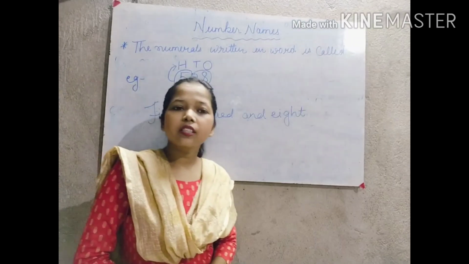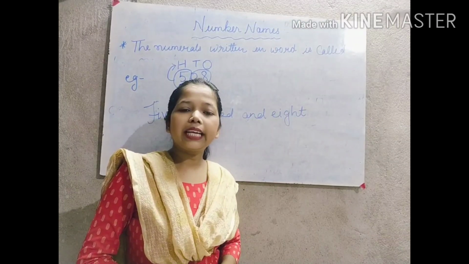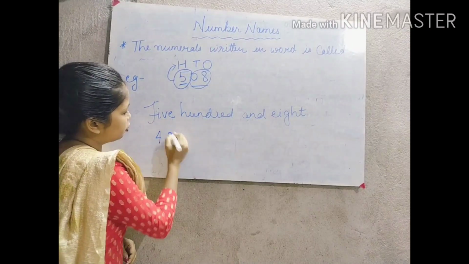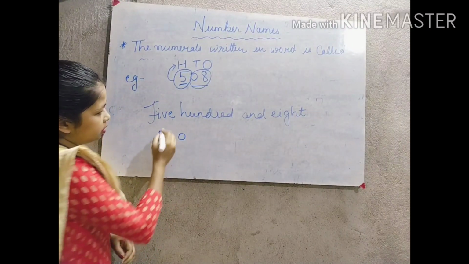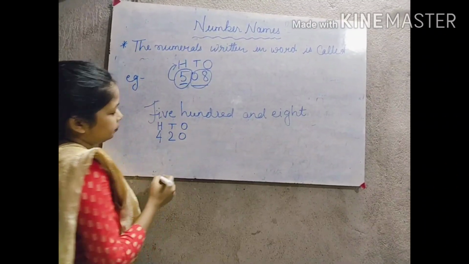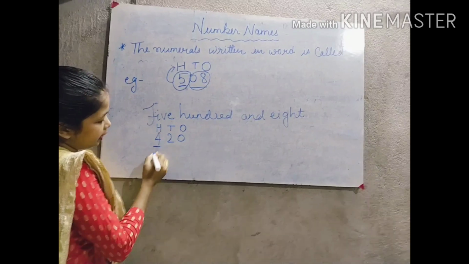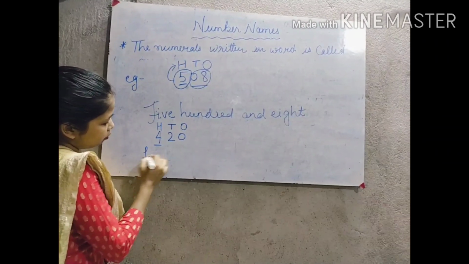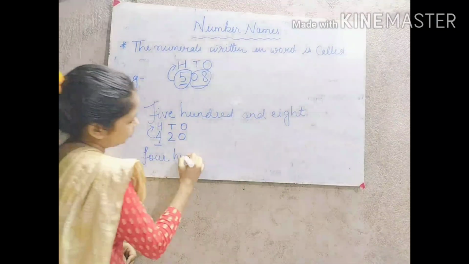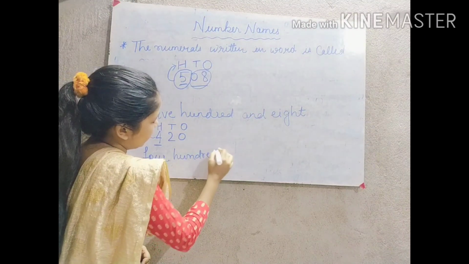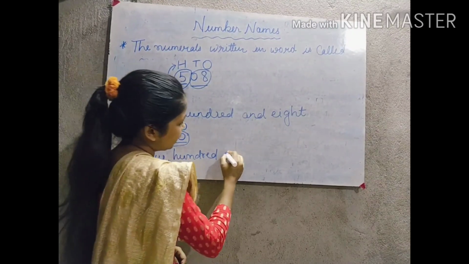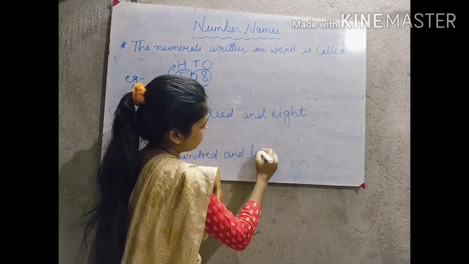Now let's see the next numeral, that is 420. Again we will write here hundreds, tens and ones. First we will start from the hundreds place. We will write here 400 and we will follow it by the last 2-digit number, that is 20. 420.